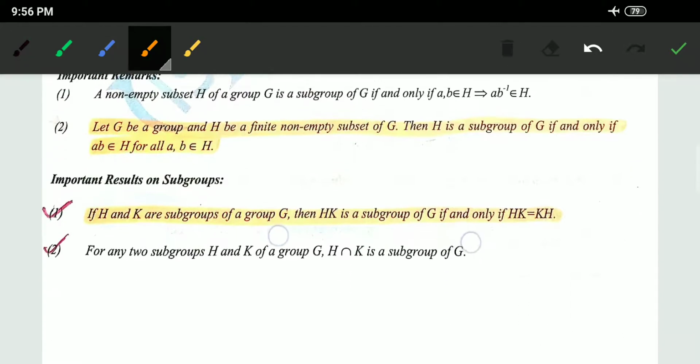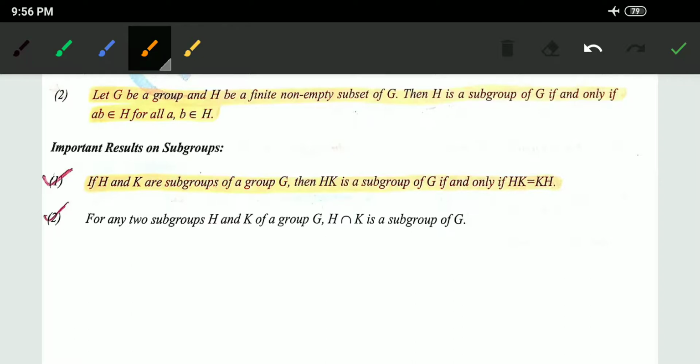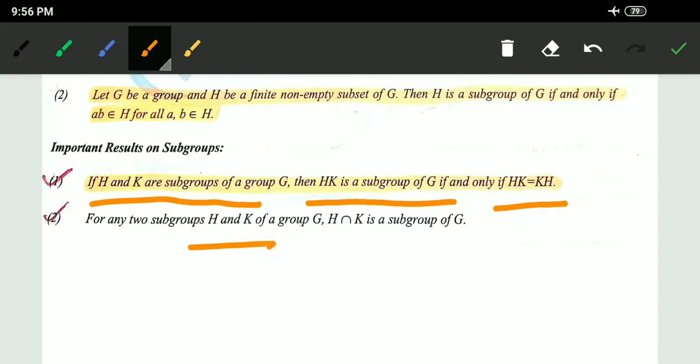Some important results on the subgroup. If H and K are two subgroups of G, then HK is a subgroup of G if and only if HK equals KH. For any two subgroups H and K of a group G, H intersection K is a subgroup of G.